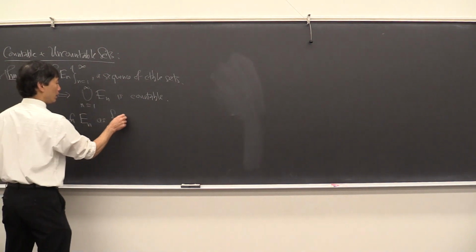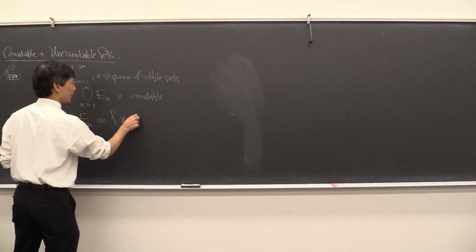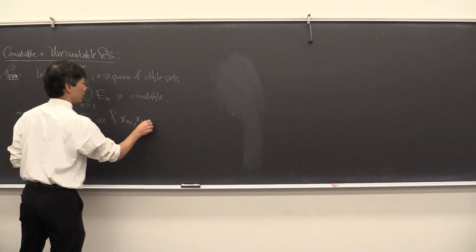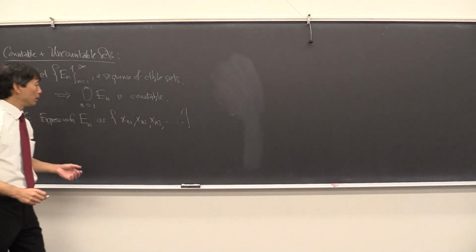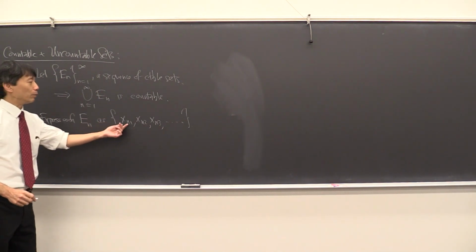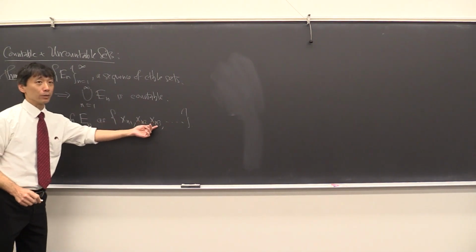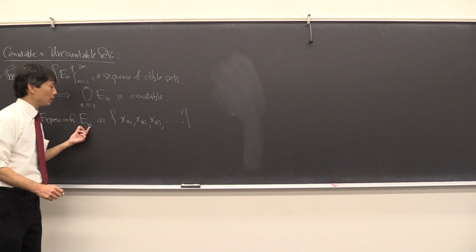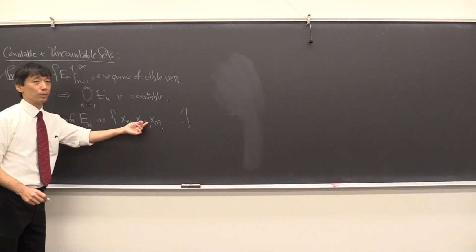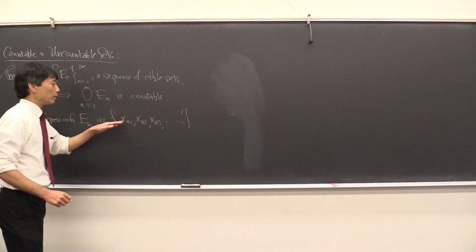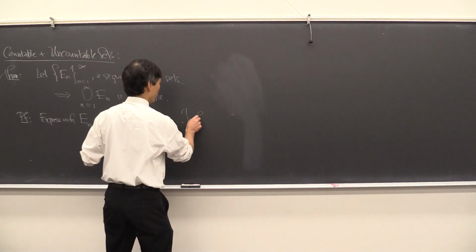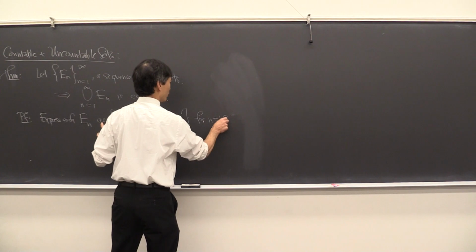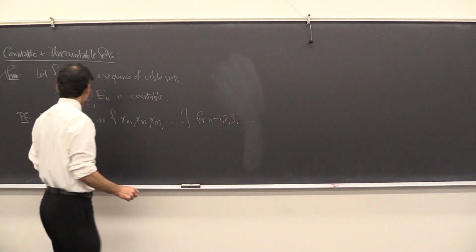as xn1, xn2, xn3, as a sequence. So E sub 1 would be x11, x12, x13, et cetera, E2 would be x21, x22, x23, et cetera. So these are the elements of the nth set for n being 1, 2, 3, et cetera.